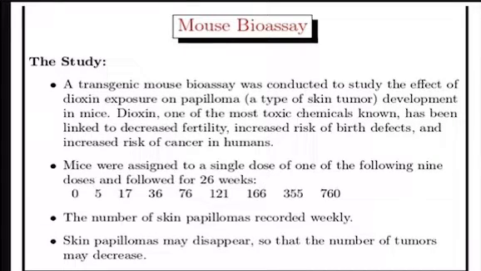A transgenic mouse biopsy was conducted to study the effect of dioxin exposure on papilloma, a type of skin tumor development in mice. I'm going to show you a picture now. Dioxin is one of the most toxic chemicals known, and has been linked to decreased fertility, increased risk of birth defects, and increased risk of cancer in humans. Mice were assigned to a single dose. Why are they using mice?